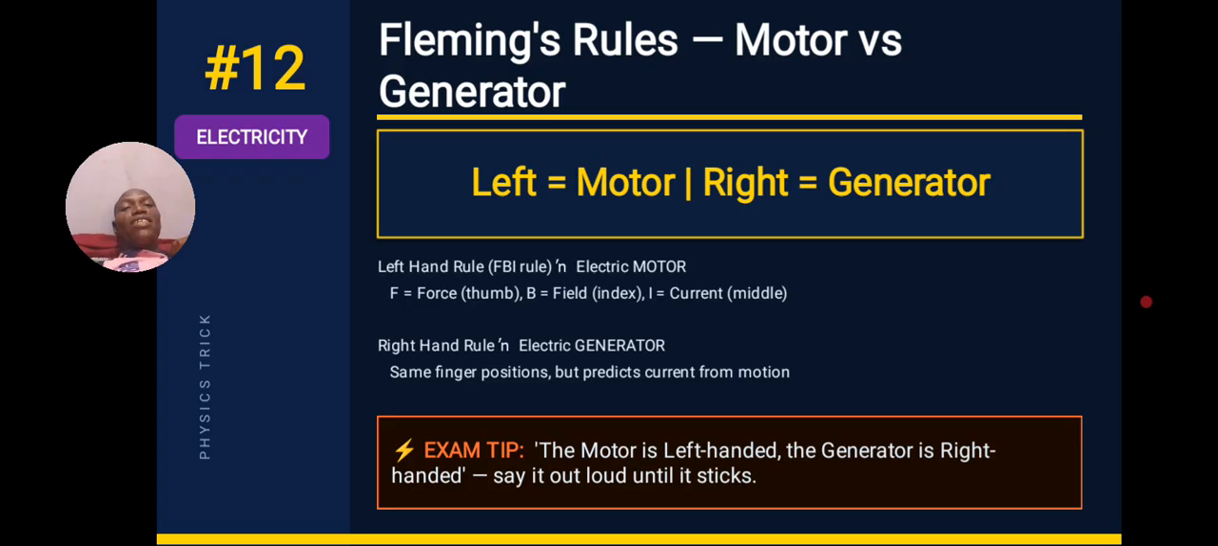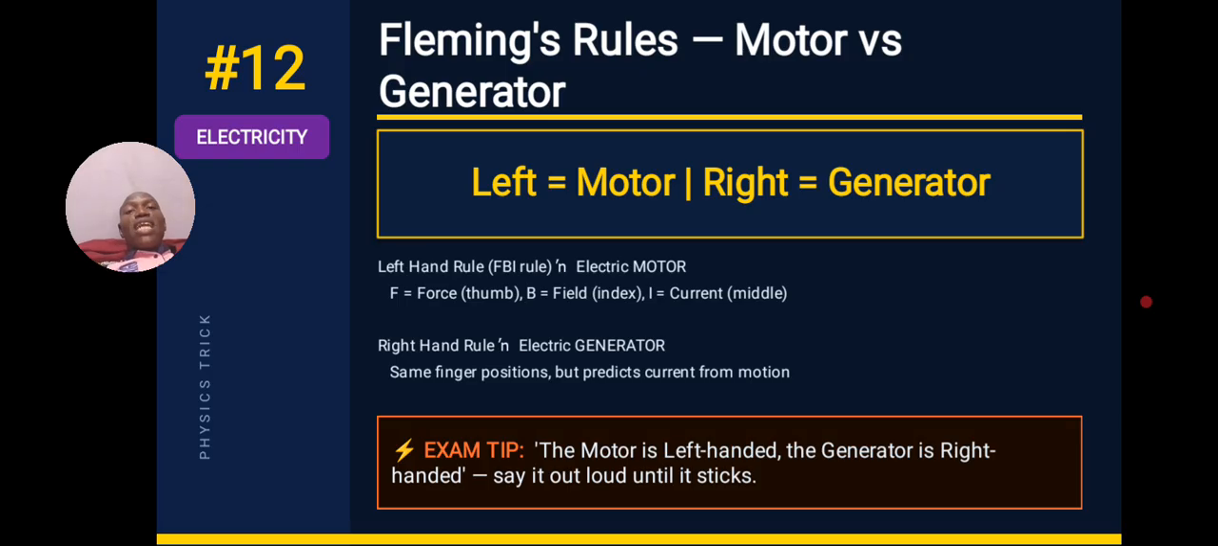Still under electricity, we talk about Fleming's rule. Very, very hot spot for JAMB. So under Fleming's rule, for motor and generator, we have the left-hand rule and the right-hand rule. The left-hand rule talks about a motor. What is a motor? A motor changes current into motion, into something moving. It transmits electrical energy to mechanical energy. Example, fan. A fan has a motor.